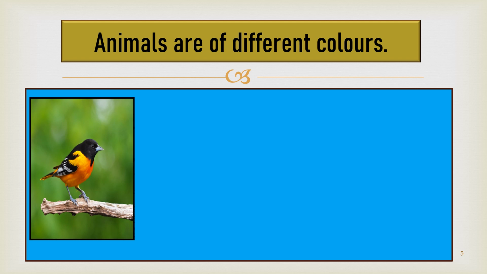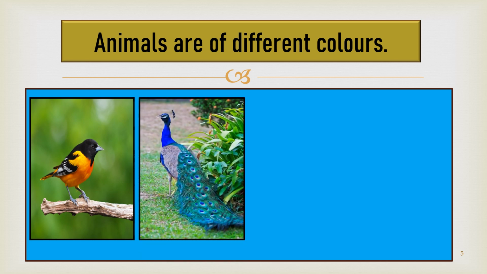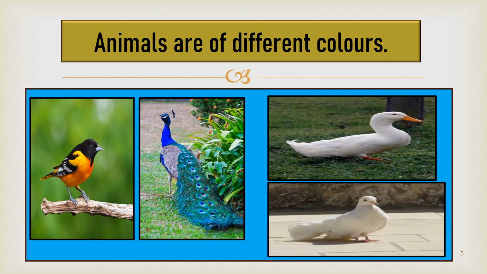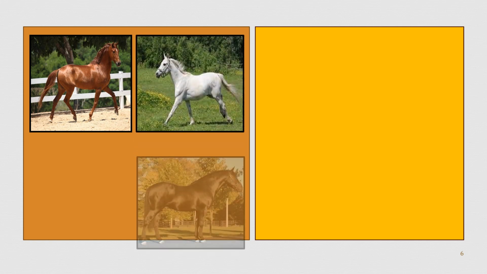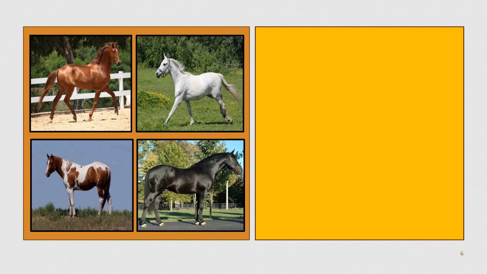This bird called oriole is black, yellow and white in color, while this peacock has many different shades of blue. And there are many white birds like this duck and the dove. This horse is brown in color, but the horses could be white or black too. Some horses can have spots of two or more colors on their bodies. Thus, we can see that animals of the same kind can have different colors.